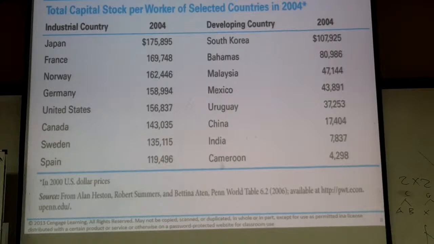So this is K per L. Japan is very high. France is also high. United States, this K per L. And this is because 2004. China, India, look at India, very low K per L. Cameroon, low. Malaysia, 47. Yeah, not bad, but much lower than in South Korea. K per L.